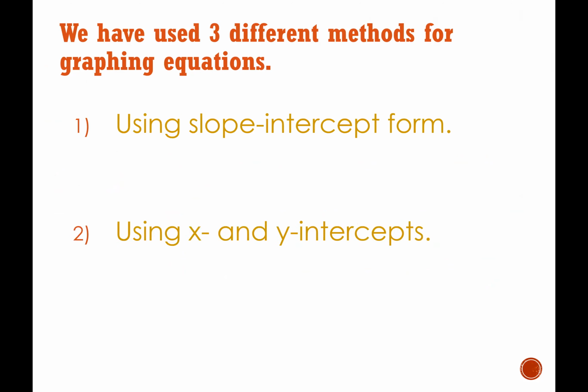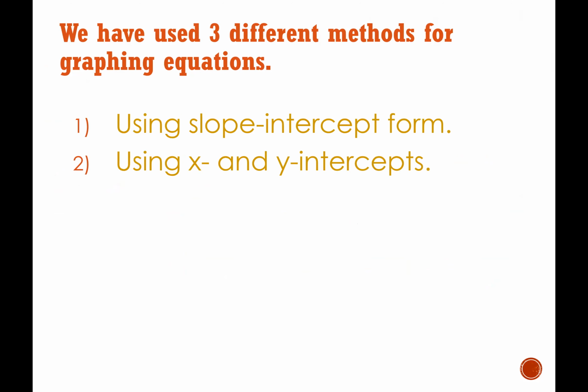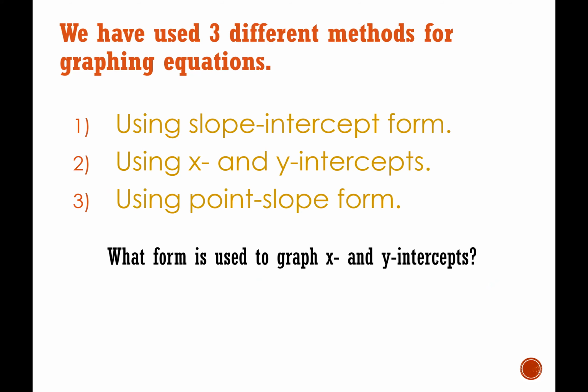Okay, so first slope-intercept form, and if you know the slope, you know the y-intercept, we could graph it, right? By plotting the y-intercept first, and then using the slope to generate another point on the graph and connect them. You can also use the x and y-intercepts, right? Find the x-intercept, find the y-intercept, and then graph it. We also could use point-slope form to graph, right? So we're going to get into those details in a second.